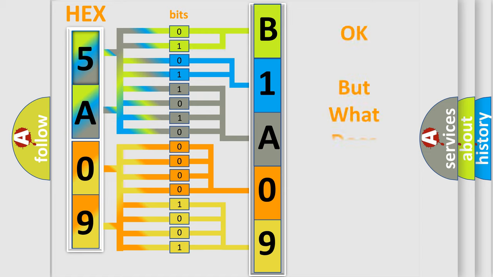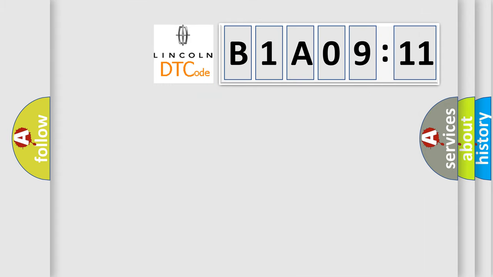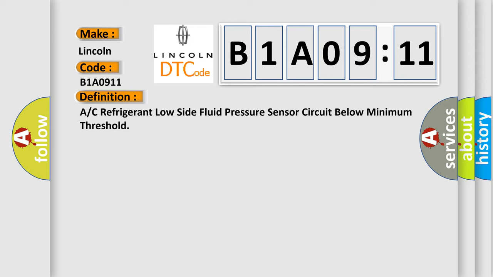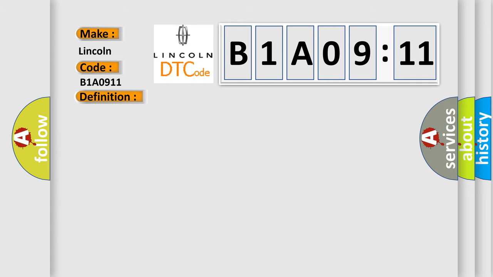The number itself does not make sense to us if we cannot assign information to what it actually expresses. So, what does the Diagnostic Trouble Code B1A09-11 interpret specifically for Lincoln car manufacturers? The basic definition is: refrigerant low side fluid pressure sensor circuit below minimum threshold. And now this is a short description of this DTC code.